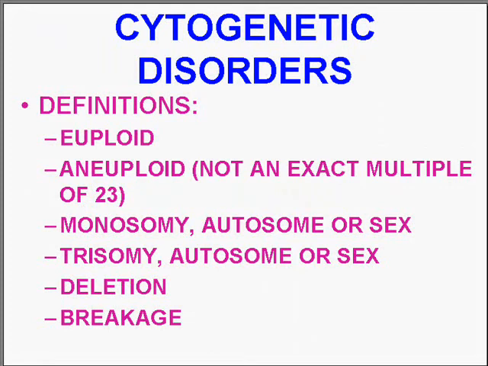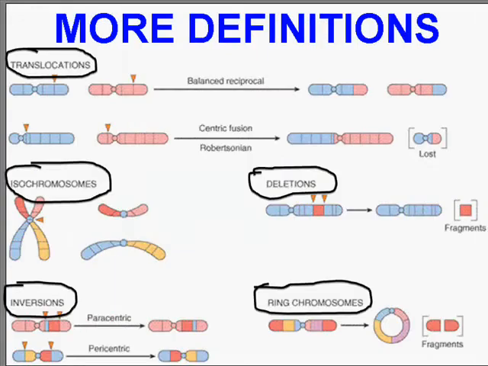An aneuploid person or disorder is one in which you do not have an exact multiple of 23. Monosomes are missing chromosomes. They could be autosomes or sex chromosomes. Trisomies are an additional chromosome, either X, Y, or autosomes. You could have chromosomes breaking, and you could have chromosomes deleting, and just about anything you could imagine.